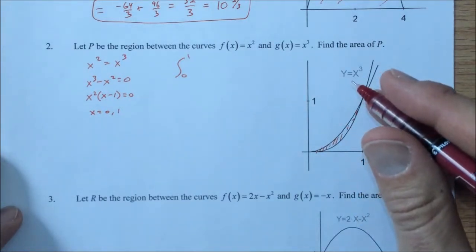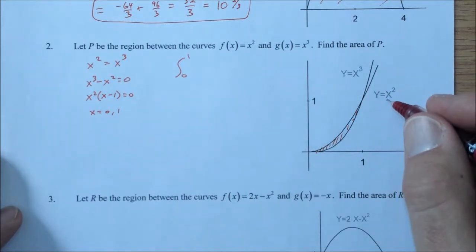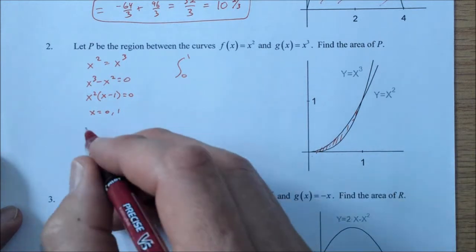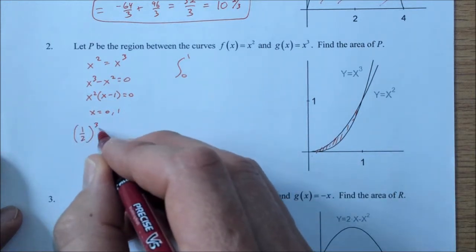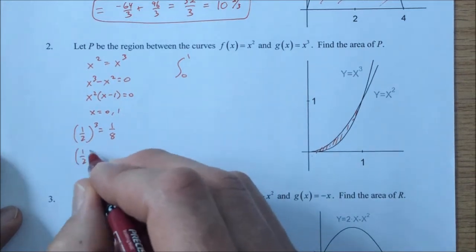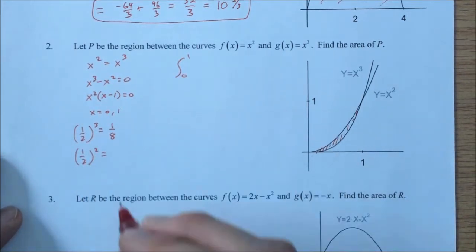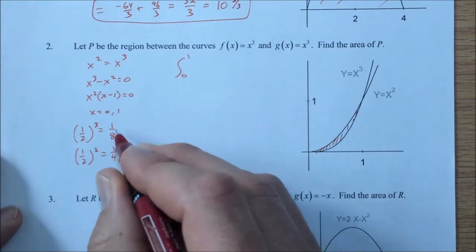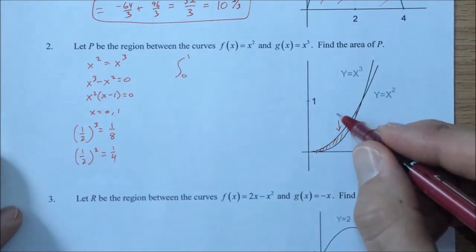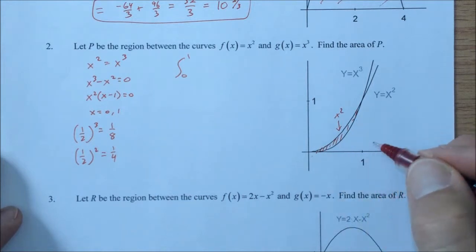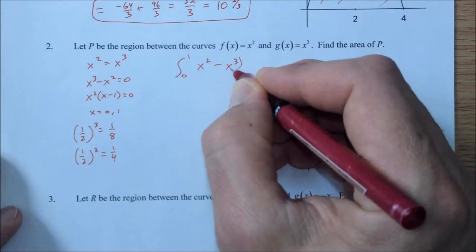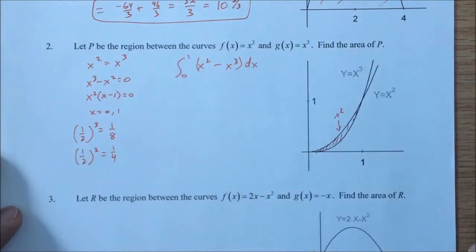However, we can verify this by picking a number between 0 and 1. So if we pick a half, a half cubed is a half times a half times a half, which is 1/8. And a half squared, if we plug that into the other function, is just a quarter. And a quarter is bigger than an eighth. So again, we can see that x squared is the larger of the two curves in our region, and therefore it should go first. x cubed will go second, and the whole thing needs a dx.